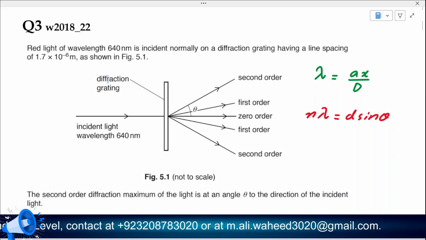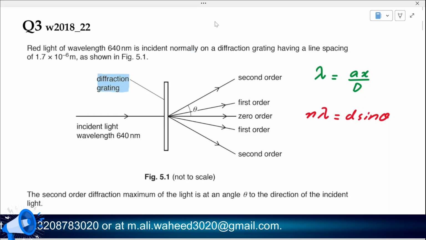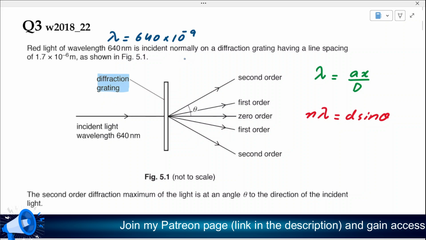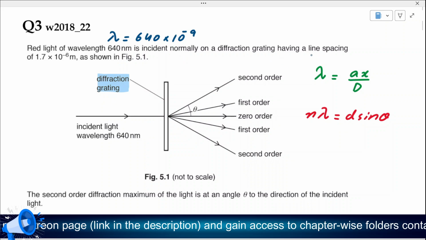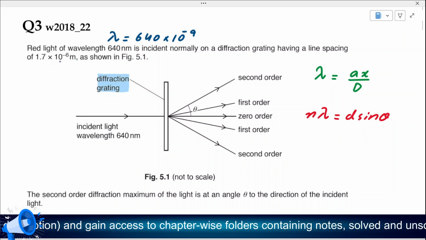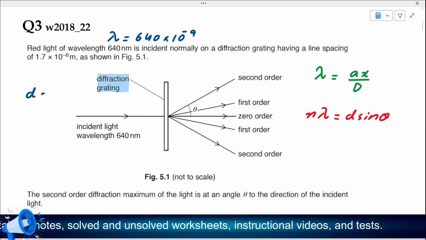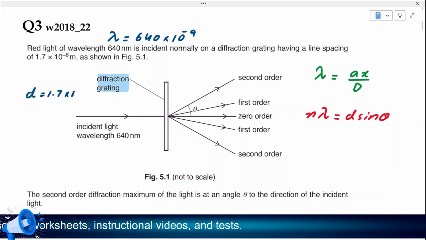This question is from the topic diffraction grating. The wavelength of the wave is given as 640 nanometers, so I can write it as 640 into 10 to the power minus 9. What else do we have? Incident normally on a diffraction grating having a line spacing of 1.7 into 10 to the power minus 6. Luckily, they have given us the value of d straight away. So the distance between two consecutive lines on the diffraction grating is 1.7 into 10 to the power minus 6.